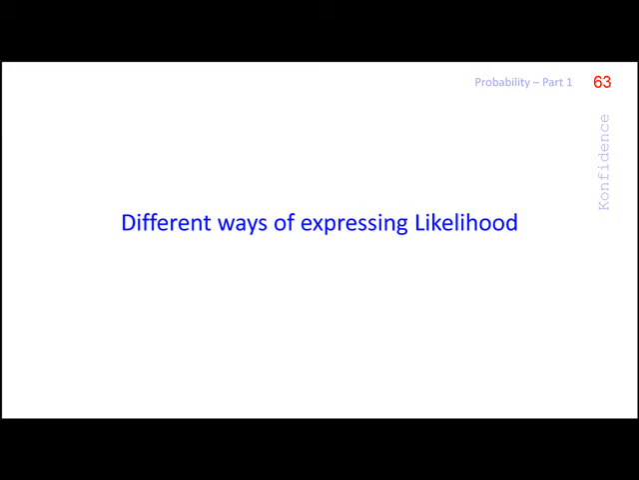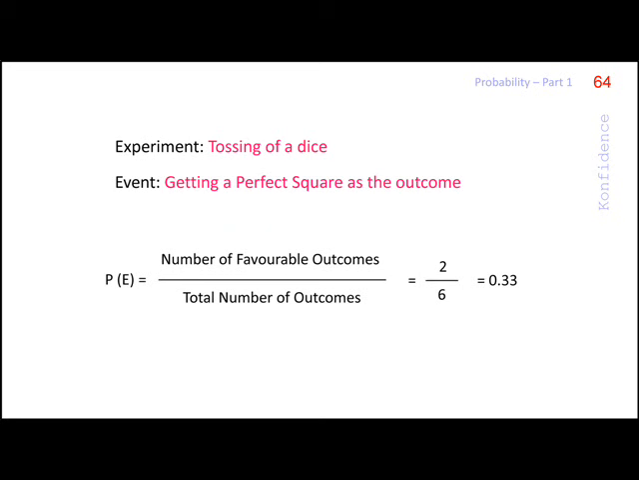In all the questions we discussed here, we expressed likelihood as a number between 0 and 1. There are also a couple of other ways in which the chance of occurrence of an unpredictable event could be expressed. Let us consider the case of tossing of a coin. Consider the event of getting a perfect square as the outcome. There are 2 favorable outcomes, 1 and 4, out of 6 total outcomes.